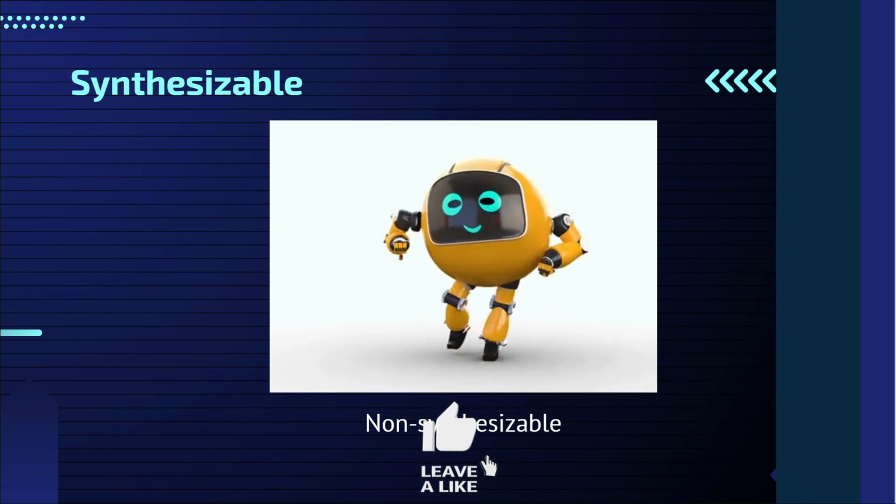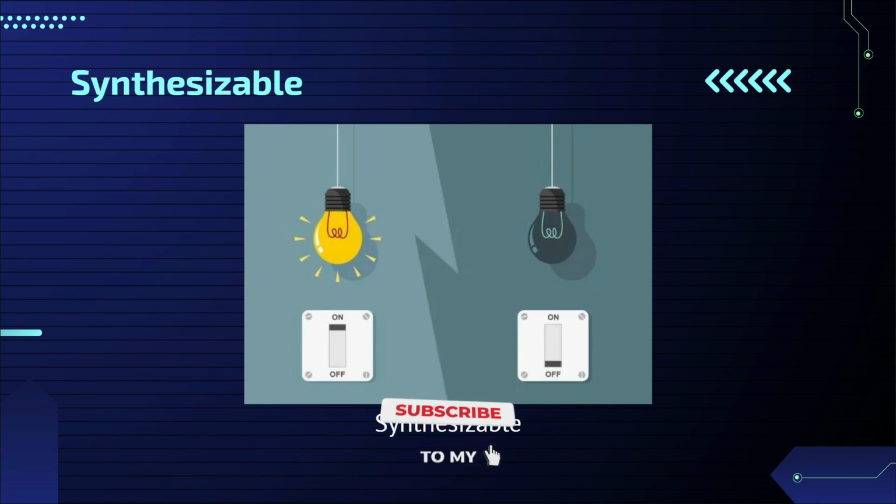On the other hand, if you design a simple circuit with a switch and a bulb, it follows clear logic. When you turn the switch on, the bulb lights up. This is something we can actually build in real life. This is an example of synthesizable code. It can be converted into a real working circuit. So in VHDL, some designs can be physically built while others can only exist in a simulated environment.